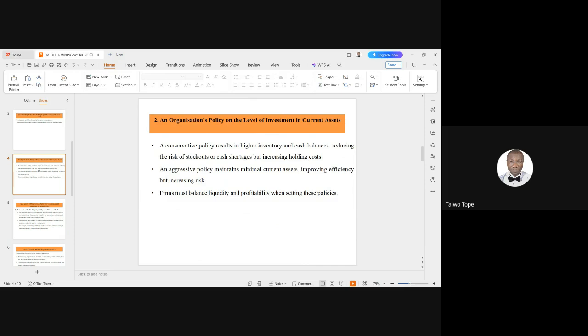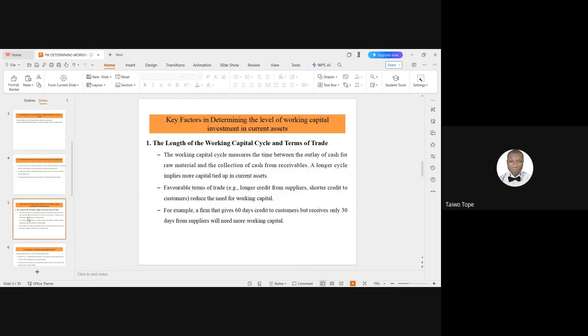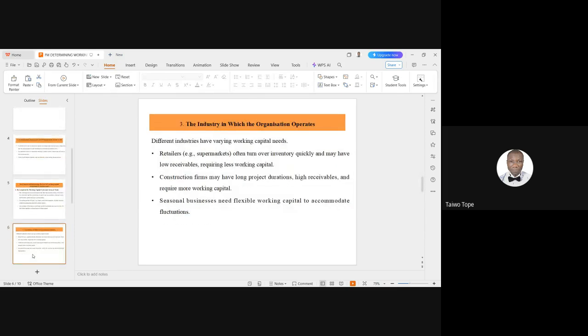So also industry difference is a factor. The industry in which the organization operates is a factor in determining the working capital needs. So working capital requirements are shaped by how business operates in different industries. For example, a retailer, let's use the supermarket as an example.